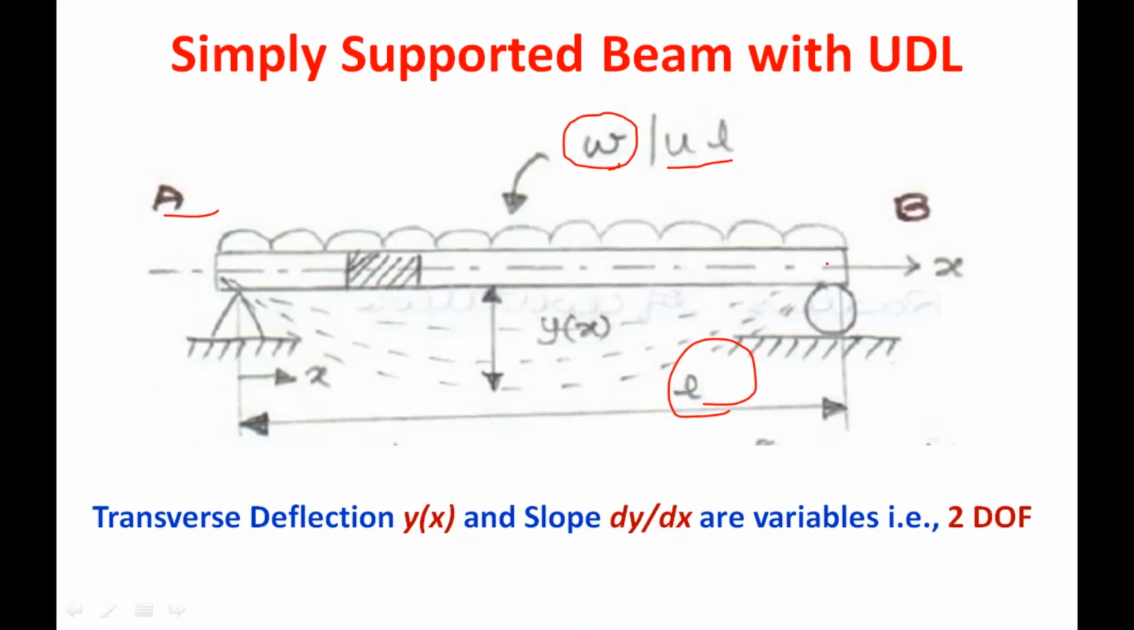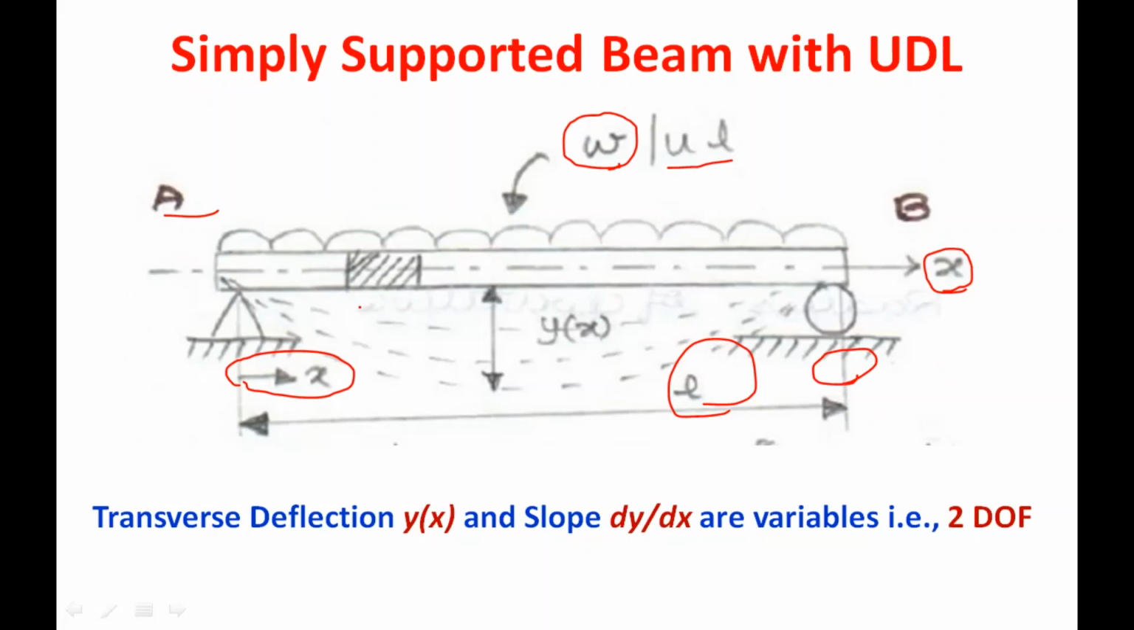The length of the beam is taken coinciding along the x-axis. Here x-axis is the independent coordinate axis. That is, along the x-axis we are going to measure the deflection of the beam. At left end A we can say x is equal to 0 and at right end B we can say x is equal to L. These are the boundary conditions for this beam problem.